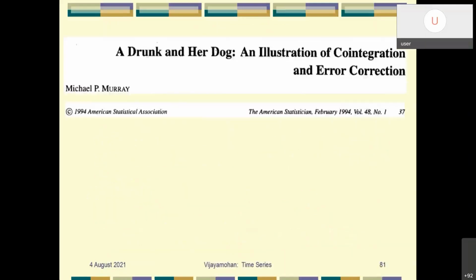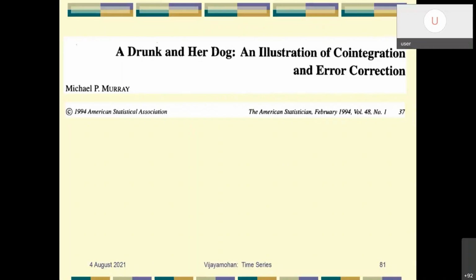So this I have already told you. Now, we have two examples. The first one is about a drunk and her dog, an illustration of cointegration and error correction, written by Murray and published in the American Statistician in 1994.